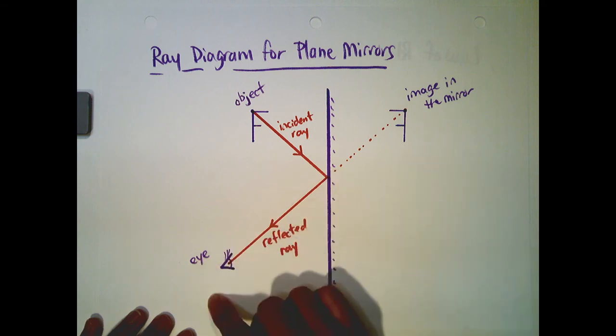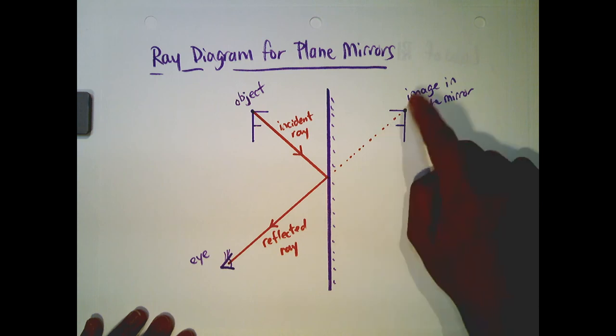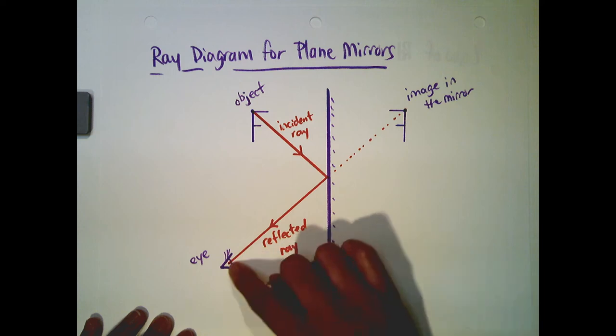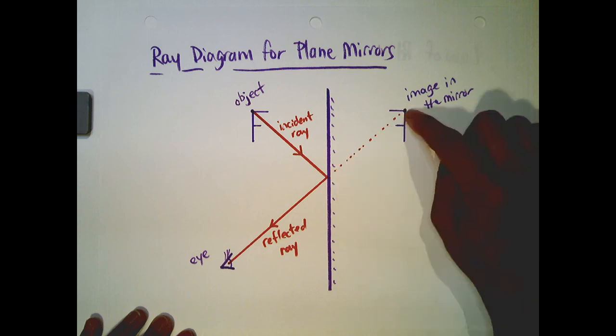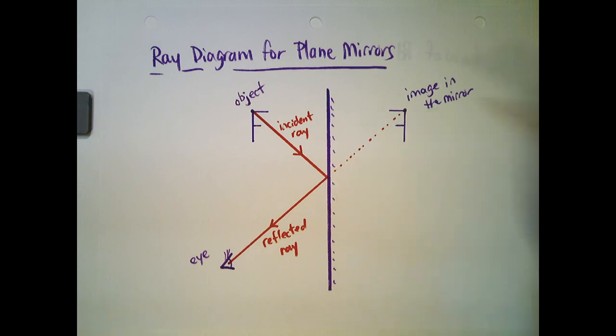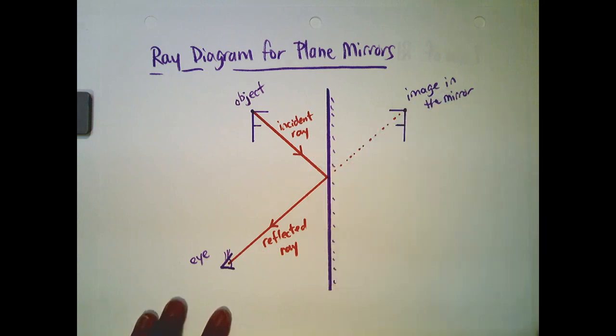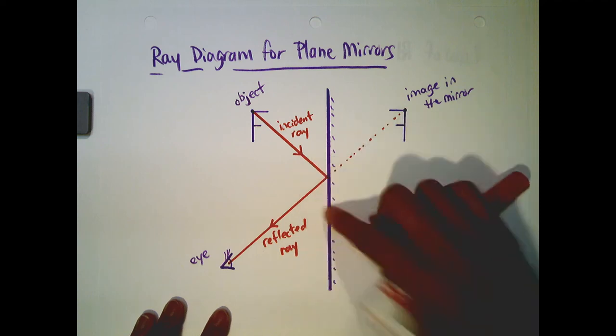So your eye strongly believes that the image is over here because remember light travels in straight lines, and a human brain believes that so deeply that it looks like the light's coming from over here from the mirror. Now, how do I know that this law of reflection works? Let's take a look at this. Does it look like the angle of incidence equals the angle of reflection? Well, I think so. It looks pretty equal, doesn't it?